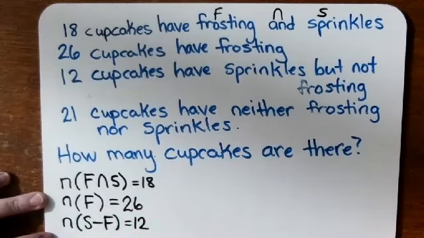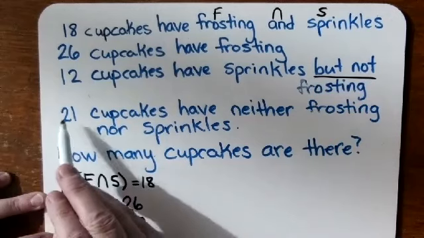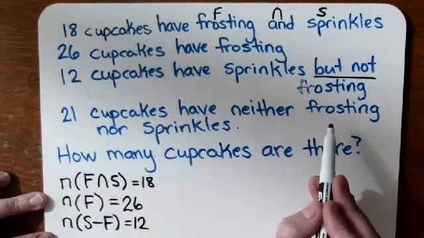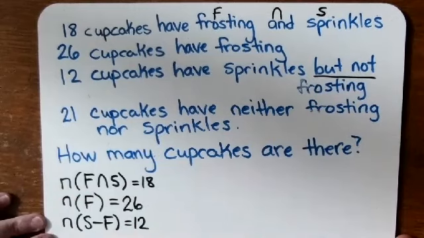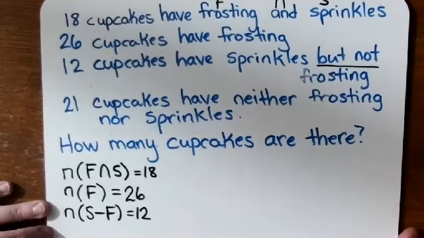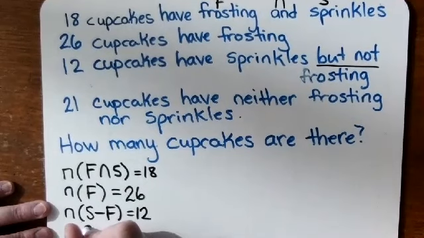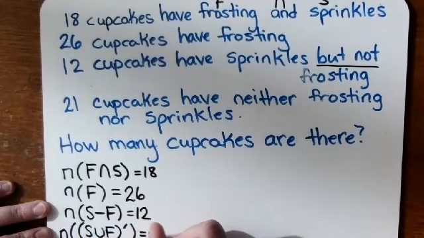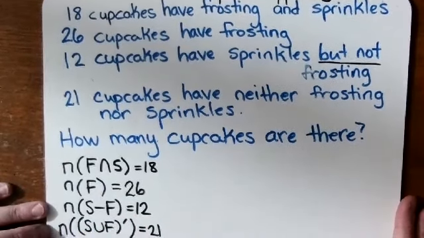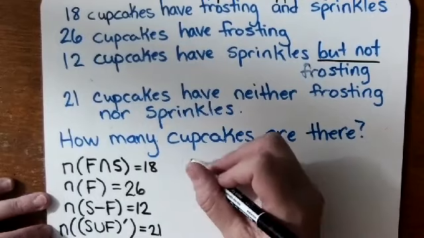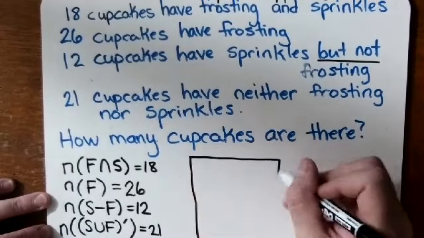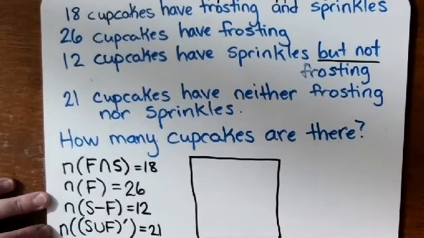And we also have that 21 cupcakes have neither frosting nor sprinkles. So one way that we can write that, for example, would be S union F complement, and then take the number of elements in that set, which is 21. So now, like our previous problems, we have a list of clues. We can use a Venn diagram then to solve this problem.